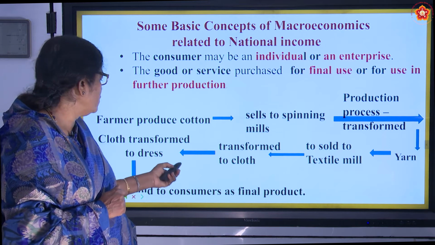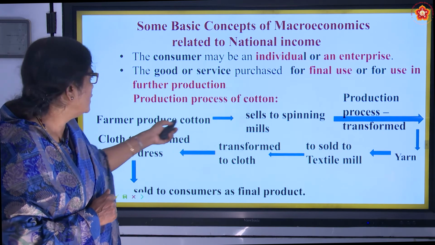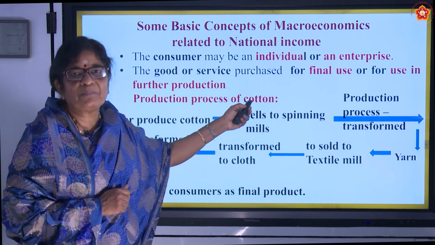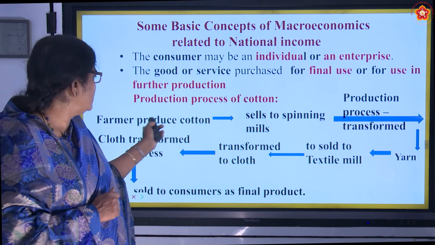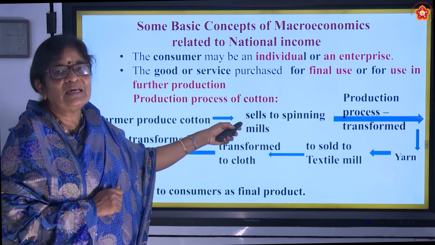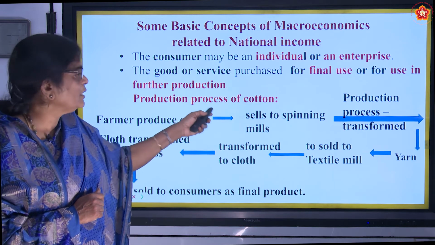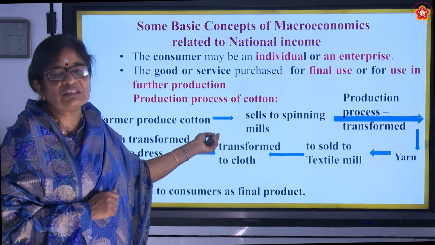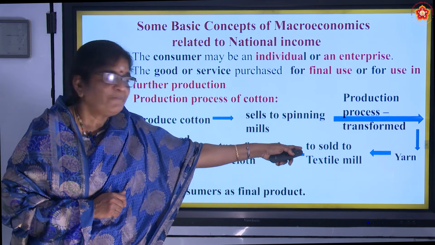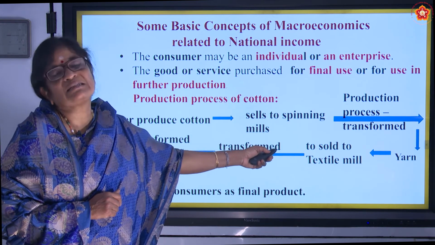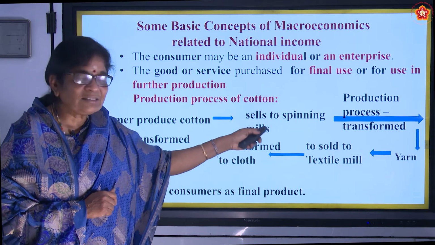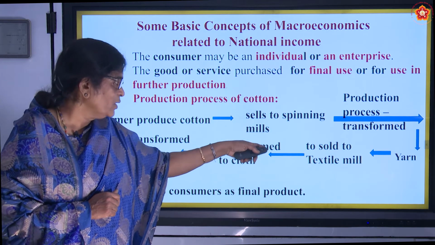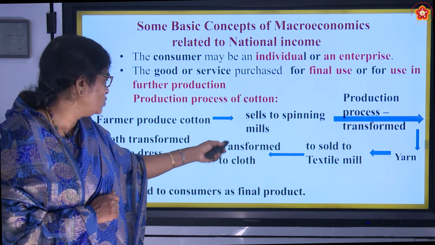And now we are going to see a production process in the case of cotton. This is a natural resource, cotton. It is sold to the spinning mill. Then what happens in the spinning mill? The production process, the transformation, takes place. That is, cotton is transformed into yarn. Then yarn is sold to the textile mill. And what does the textile mill do? It converts the yarn into cloth.